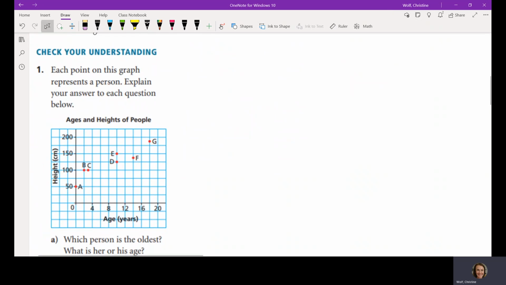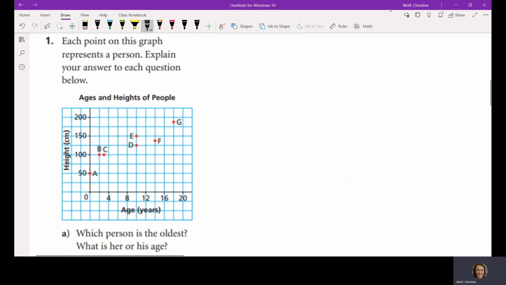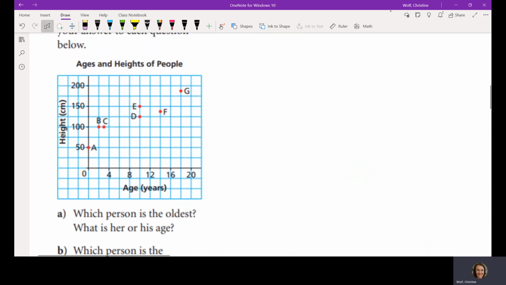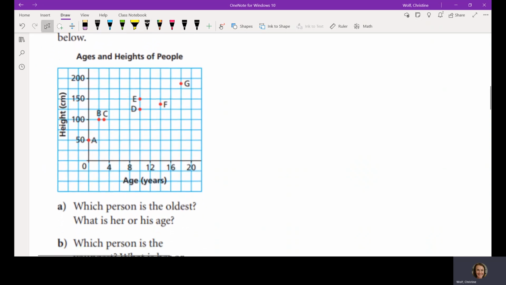Next one. Each point on this graph represents a person. Explain your answer to each question below. All right, so which person is the oldest? So if we look at the graph here, this graph says it's ages and heights of people. Down here is their age, so we're only talking about people up to 20 years old. And then this way, right here, is their height in centimeters.